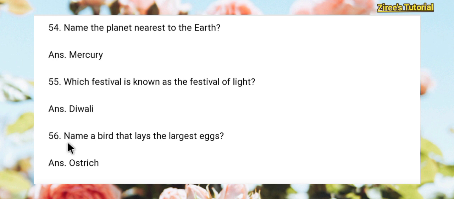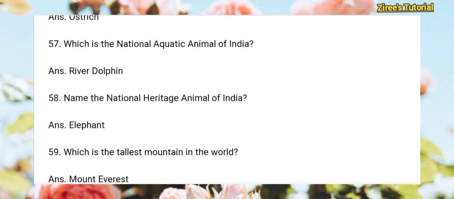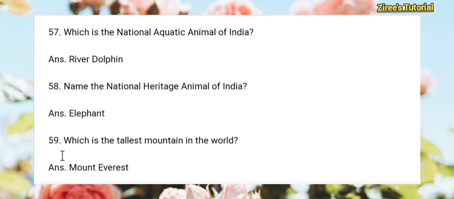Next question. Name a bird that lays the largest eggs. Answer is ostrich. Next question. Which is the national aquatic animal of India? The national aquatic animal of India is river dolphin. Next question. Name the national heritage animal of India. Answer is elephant. Next question. Which is the tallest mountain in the world? Answer is Mount Everest.